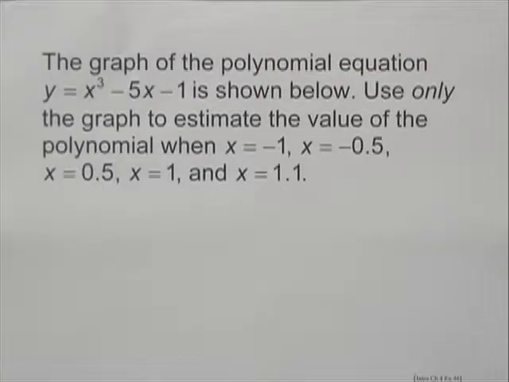The graph of the polynomial equation y equals x cubed minus 5x minus 1 is shown below. Use only the graph to estimate the value of the polynomial when x equals negative 1, x equals negative 0.5, x equals 0.5, x equals 1, and x equals 1.1. Let's take a look at the graph.